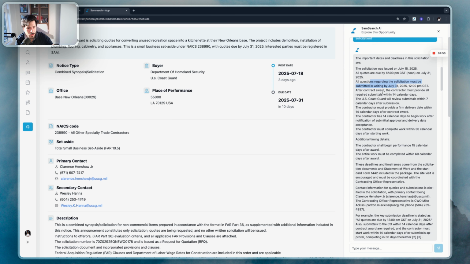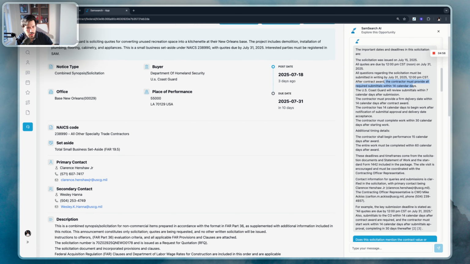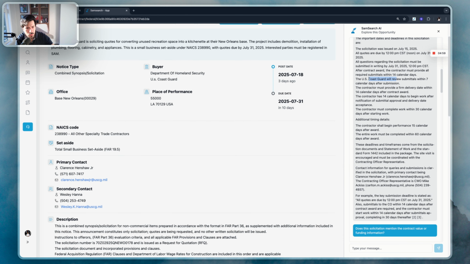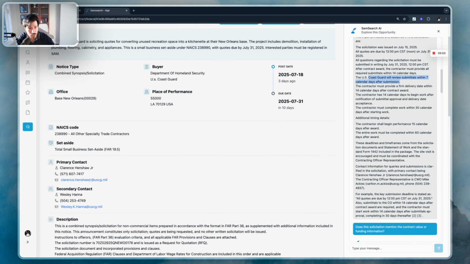The contractor must provide all required submittals within 14 calendar days after the award. Then the Coast Guard will review all the submissions within 7 calendar days after submission. So it's a quick turnaround. They issued it on the 15th, and the deadline is on the 31st.